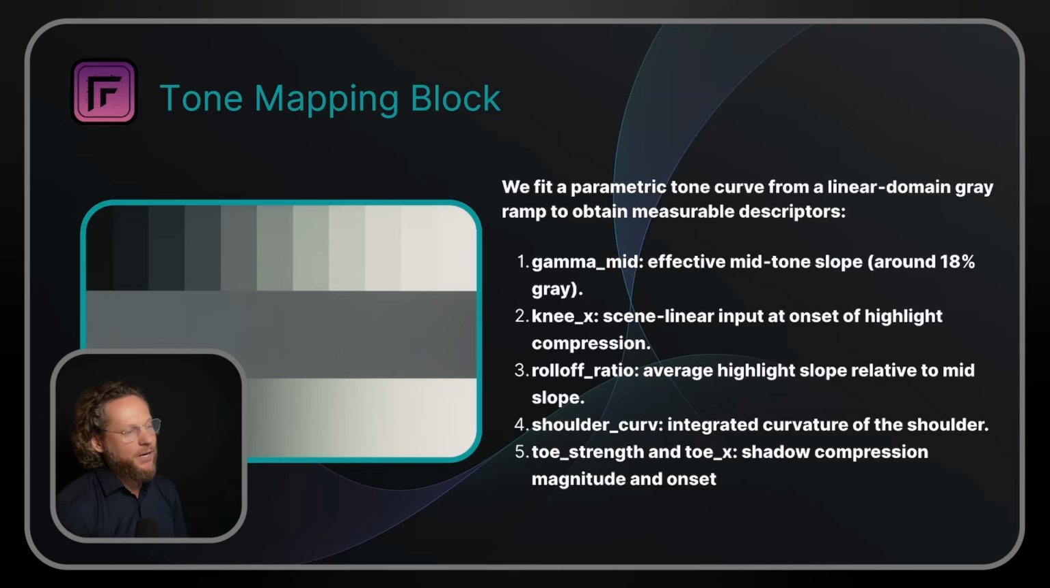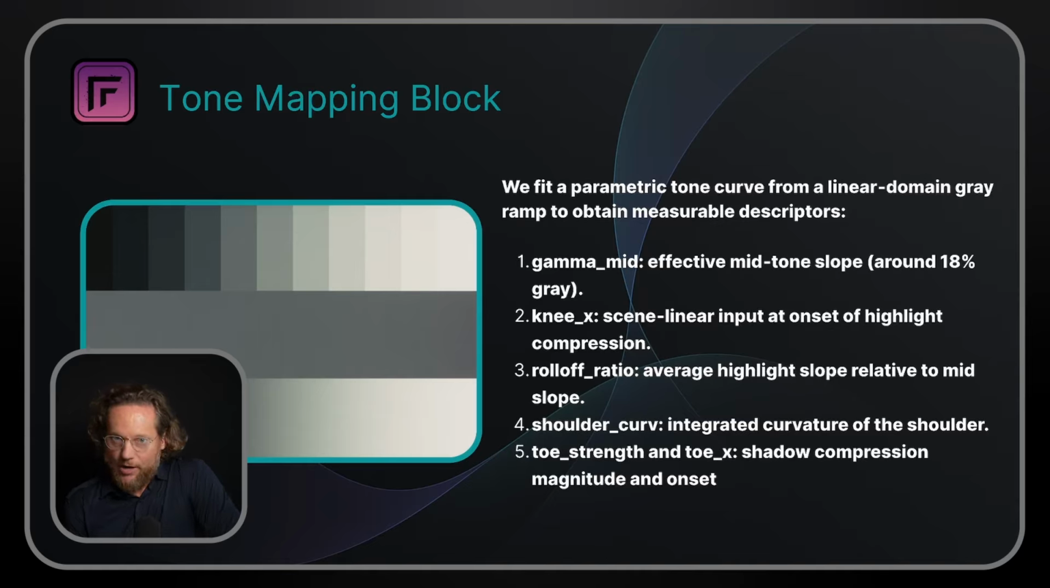If you ever had the pleasure to listen to Josh Pines' lecture, we have to actually bring him back to do a lecture. He talks a lot about the S curve. So what we did is we said, okay, let's find numbers or obtain measurable descriptors for the tonal mapper. So what are they? The number one value is gamma mid. In film, by the way, what we call gamma is not really the same as gamma in video. Gamma is that middle part that is usually very straight. So effectively, it's the slope of the midtone.